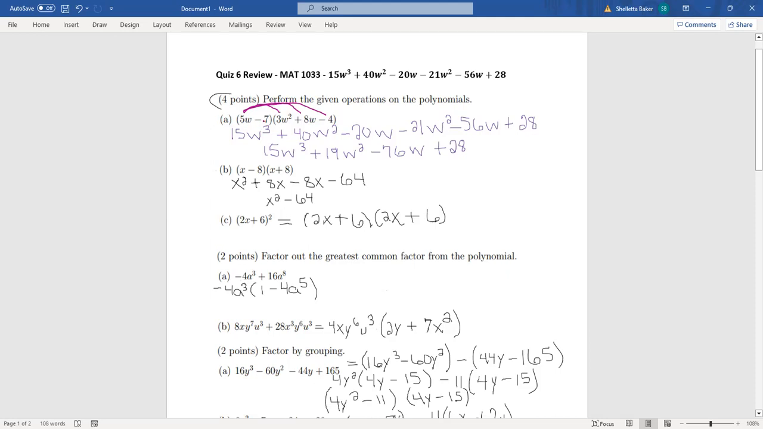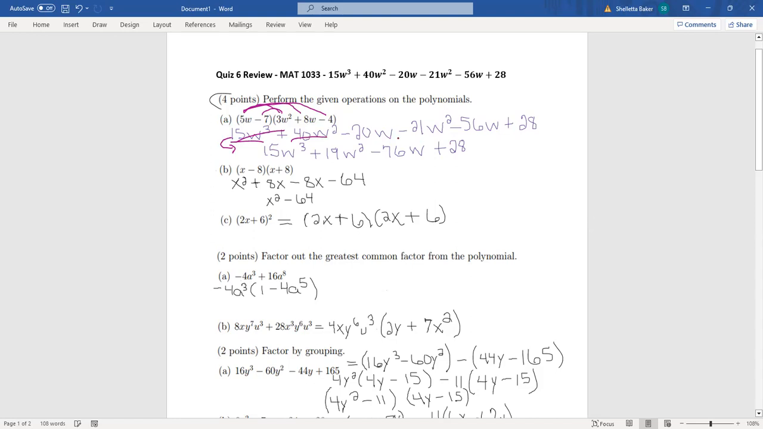Now we'll take the minus 7 and distribute. So minus 7 times 3w squared gives us negative 21w squared. Negative 7 times 8 gives us minus 56w. And negative 7 times negative 4 is positive 28. From there, we want to combine like terms. So we only have one term with w cubed, so we copy that down. And we're done with that one.